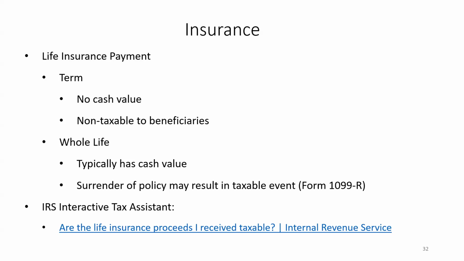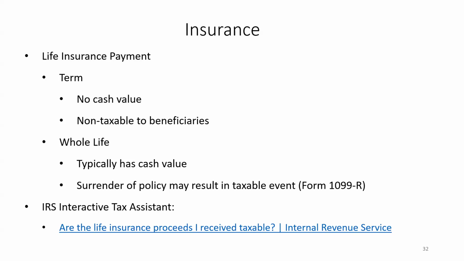Well, when the beneficiaries get the check, there's no tax consequence. And there's another concept, and there's probably a half a dozen names for whole life. I've heard the term universal whole life, but there's a cash value. There's a savings component, if you will. Now, when you turn in that policy or surrender the policy, there may be what is called a taxable event. And what that means is you get a Form 1099-R.